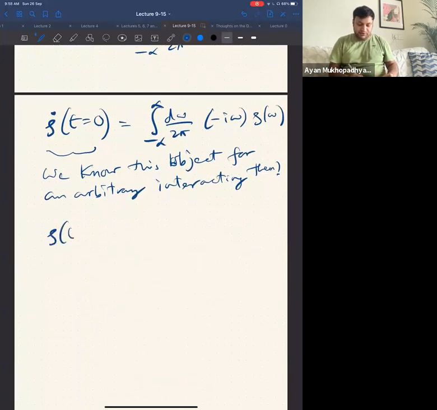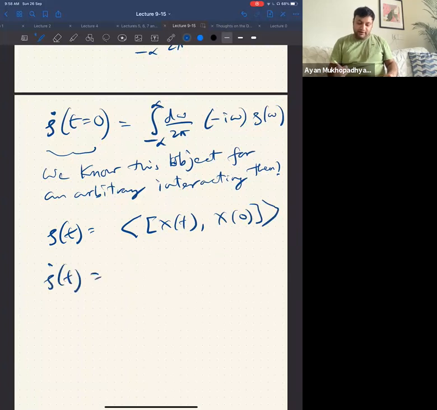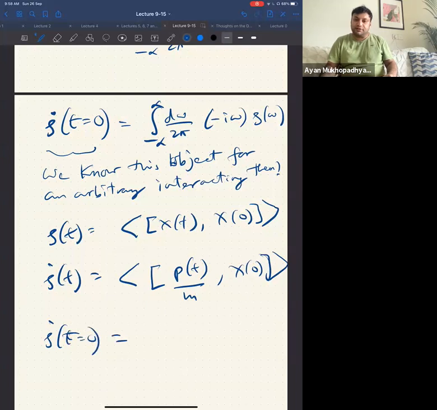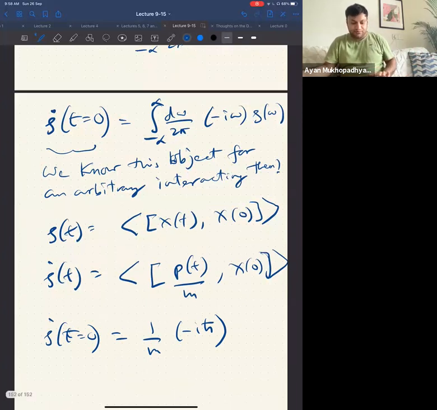There is something I can say about why we know this for an arbitrary interacting theory. We can see that easily because rho of t, the definition, was the expectation value of this commutator. What is rho dot of t? Rho dot of t is the expectation value of x dot of t, but x dot of t is p of t by m. Now at t equal to 0, it is simply the equal-time commutator of p and x. So this has to be 1 over m times i h bar in any theory, even in an interacting theory, because even in an interacting theory at equal time, there is a fundamental commutation relation between p and x. That's not going to change. That's the definition of operators.